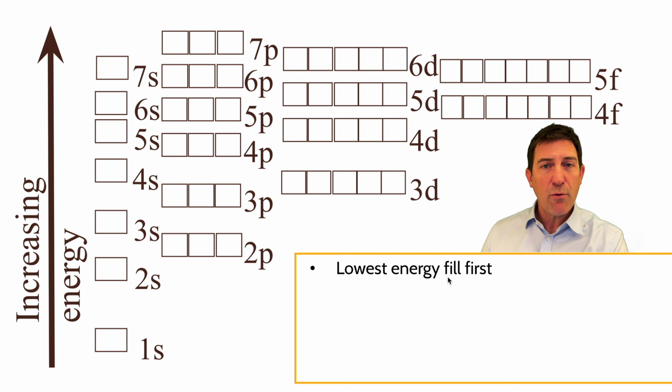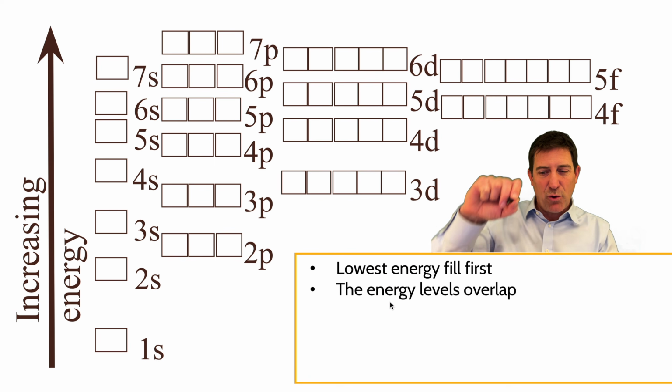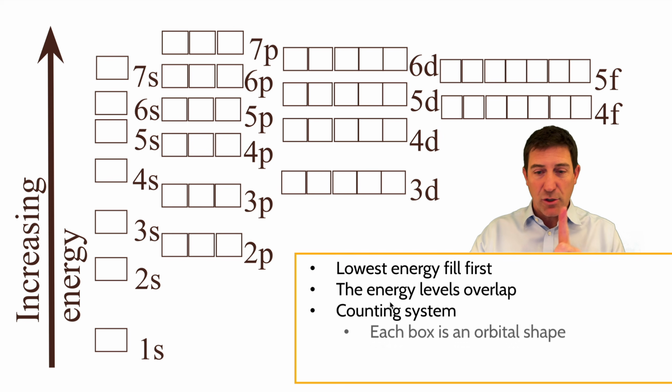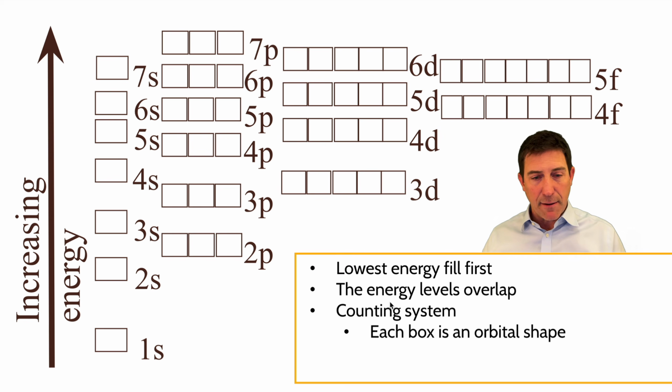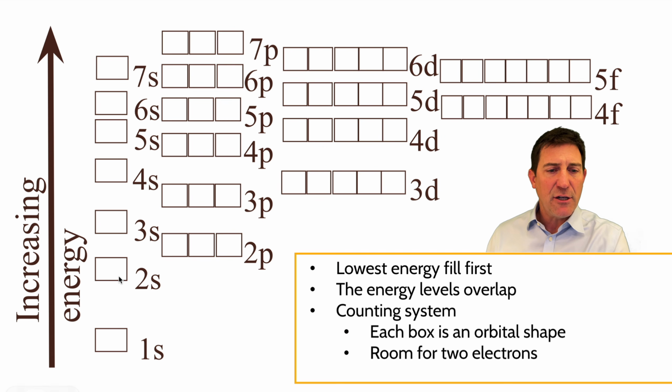Now remember, the lowest energy levels are going to fill up with electrons first. The energy levels overlap. All that means is we had to twist our ladder to make it more accurate. We're going to use a counting system. I'll show you what that means. Each box up here is an orbital shape. So we're going to represent that there's electrons living there by writing in those boxes. Each box has room for 2 electrons. In other words, each orbital or suborbital of that shape can hold 2 electrons.